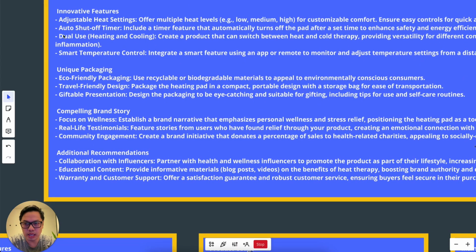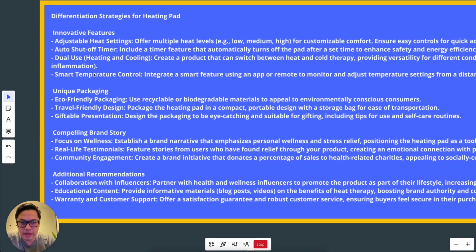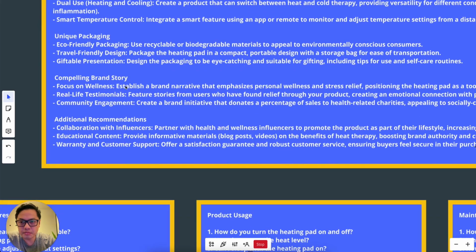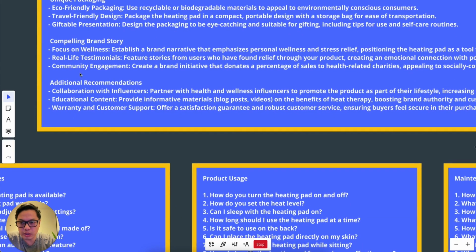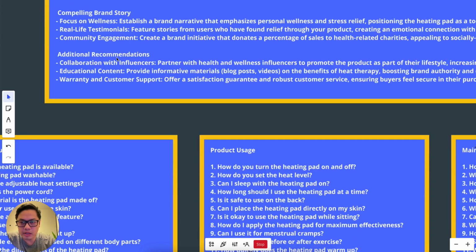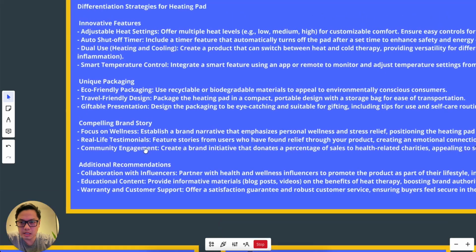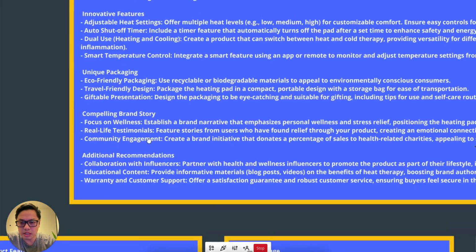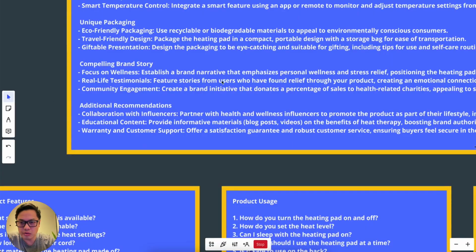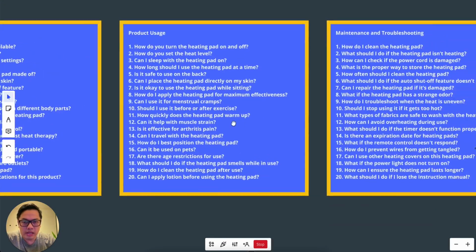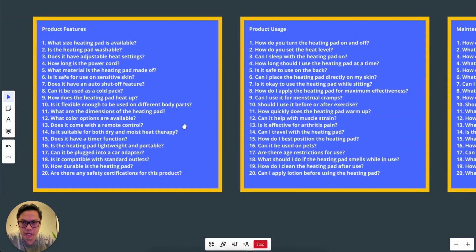Differentiations: adjustable heat settings, auto shut off timer, smart temperature control. It's a pretty basic product, so I don't know if you can innovate that much, but we'll see what kind of features everyone has here. Unique packaging, eco-friendly, travel, giftable. Compelling brand story. There might be an angle here, but it's a commodity, so it's going to be a bit harder to have a brand story here. Okay, perfect.